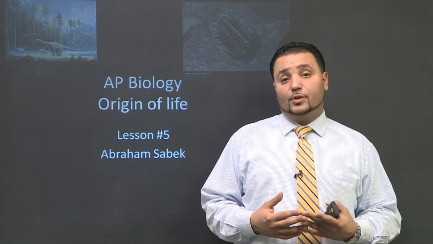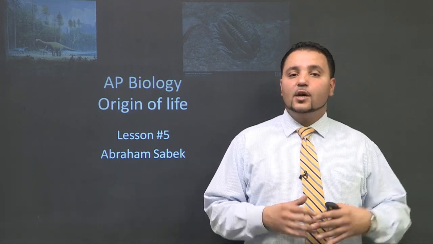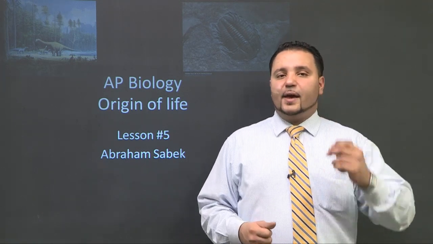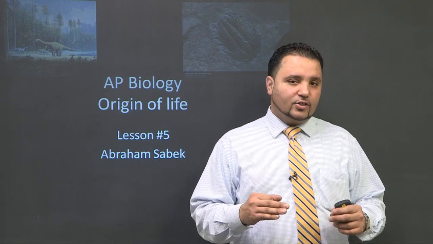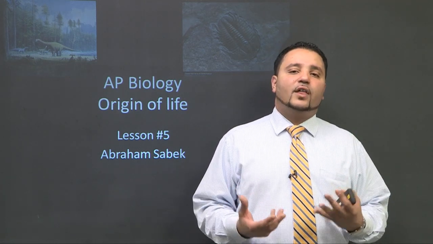In our last lecture, we talked about speciation, and we brought up Darwin's Origin of Species. We talked about reproductive barriers, allopatric speciation, and sympatric speciation. In this lecture, we're going to go over the next standard for AP Bio. We're going to talk about where the origin of life came from.